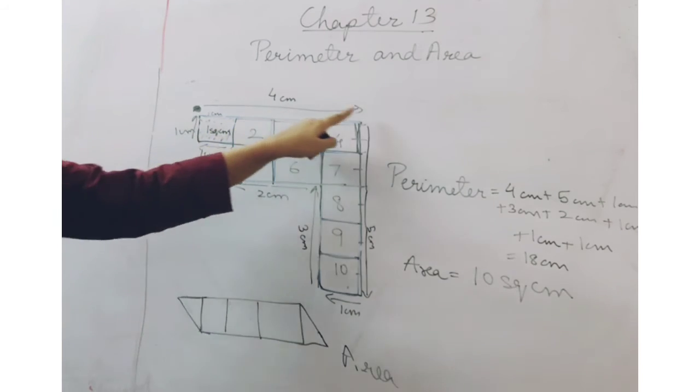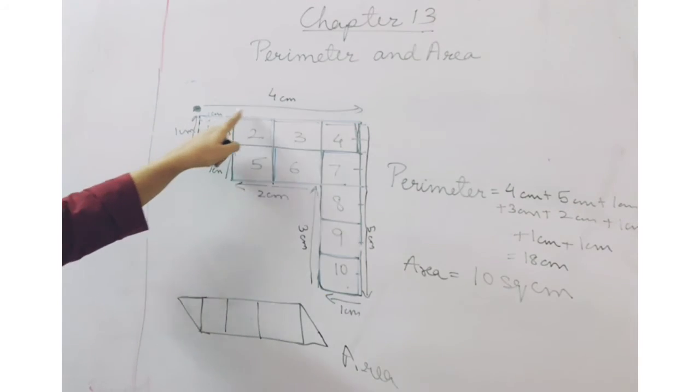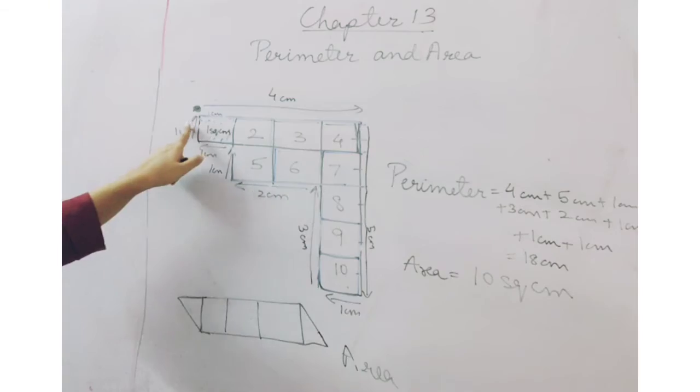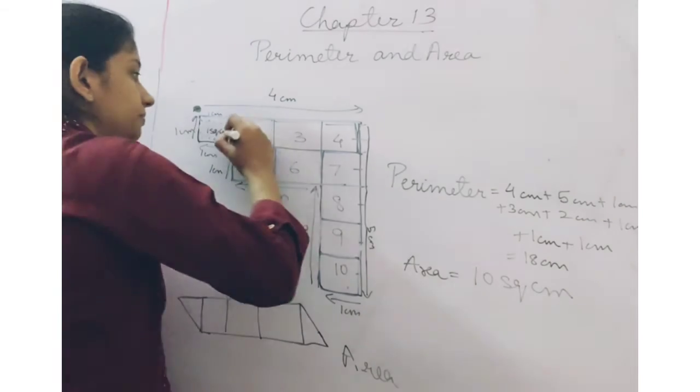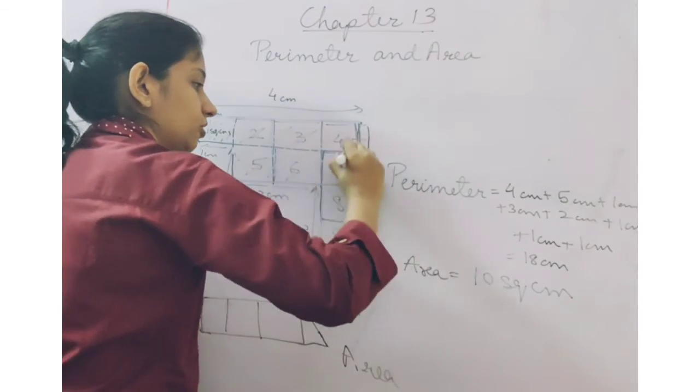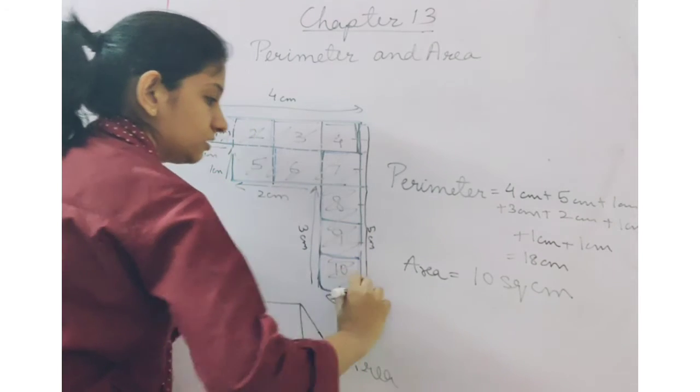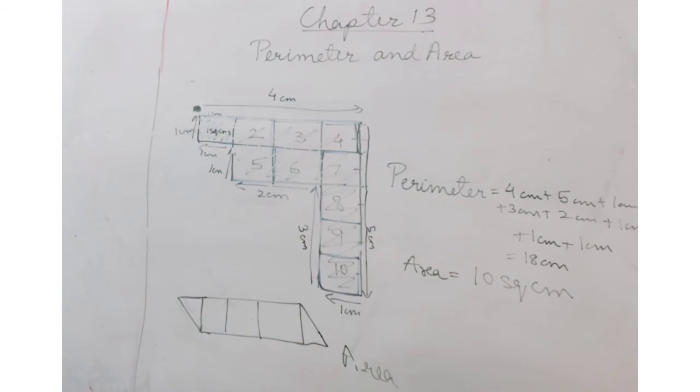Okay. So the perimeter is basically the entire boundary, and the area is basically the inside part of this entire field. The inside part, that is 10 square centimeters.